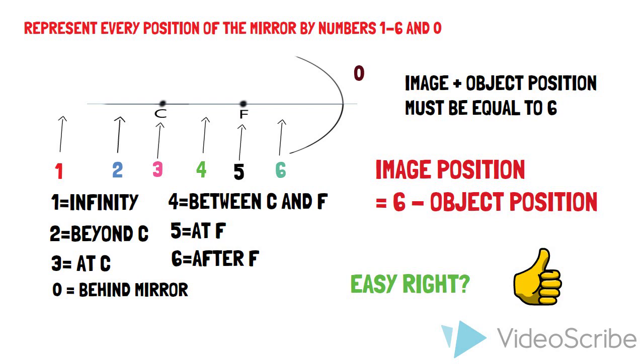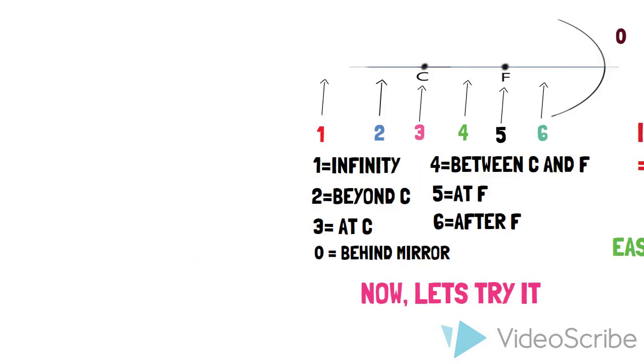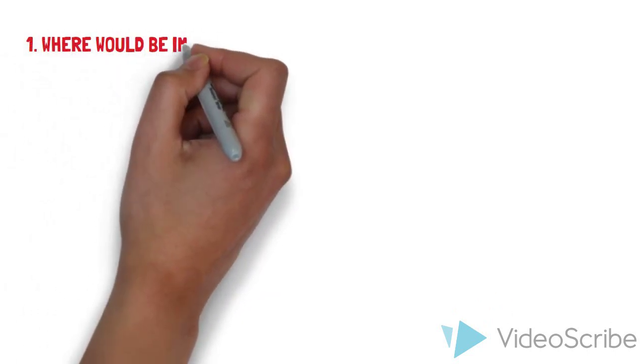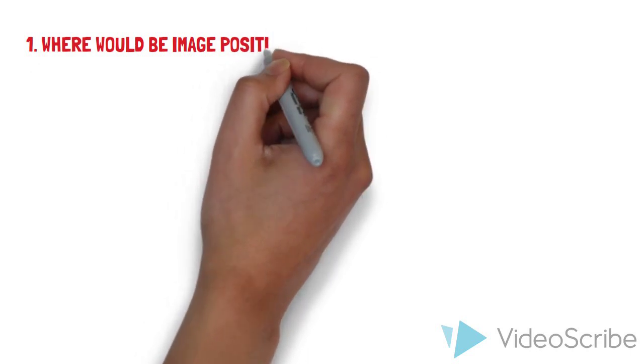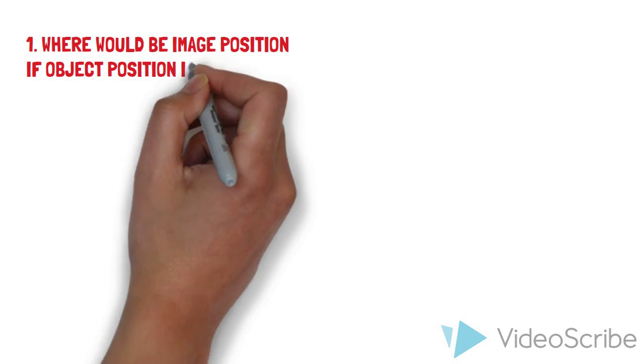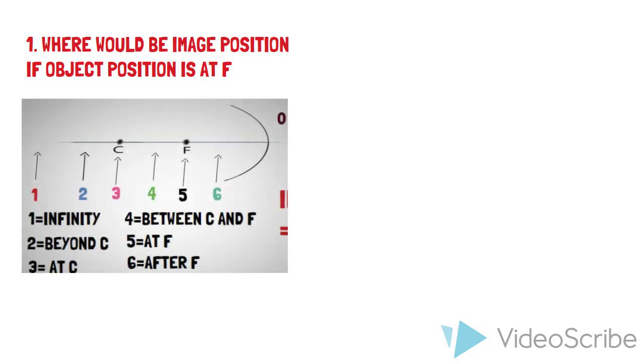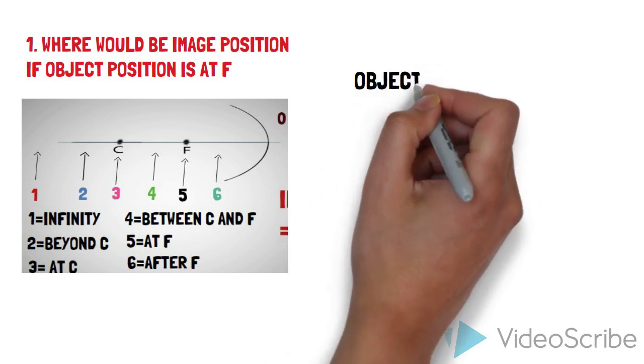Okay people, now let's try it and see if it works. For the first example, where would be the image position if object position is at focal point? For better understanding, I'll pull up the illustration from our previous slide. Now we see here that the focal point of the concave mirror is represented by 5.